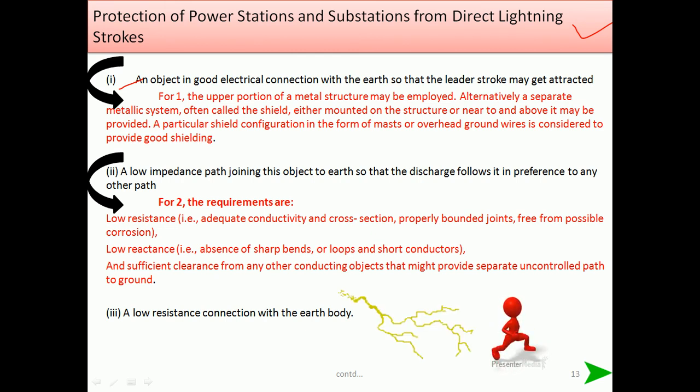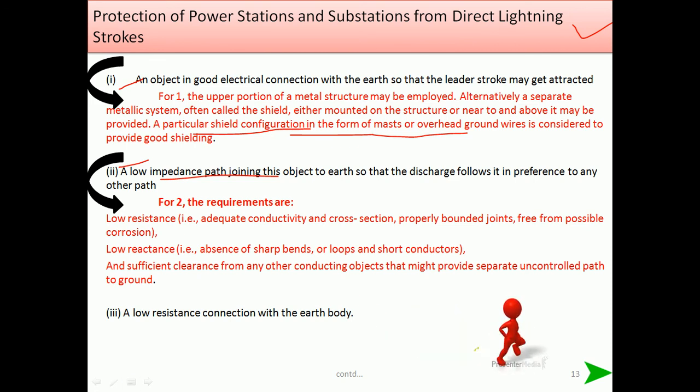We have already seen what a shield is. A particular shield configuration in the form of a mast or overhead ground wire is considered to provide good shielding, right? A low impedance path joining. Why are we talking about low impedance? Because current always passes through the low impedance path. If a low impedance is provided between a ground and a conductor, then definitely during lightning, all the kiloamperes or amperes are discharged towards the ground directly due to the low impedance of the system.